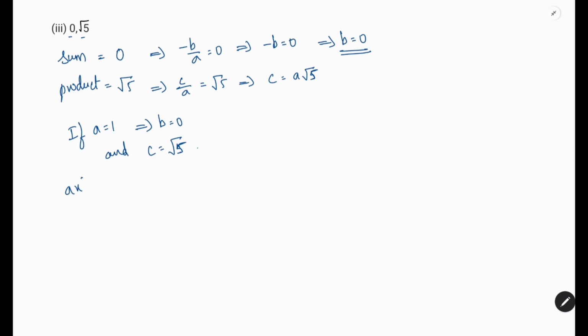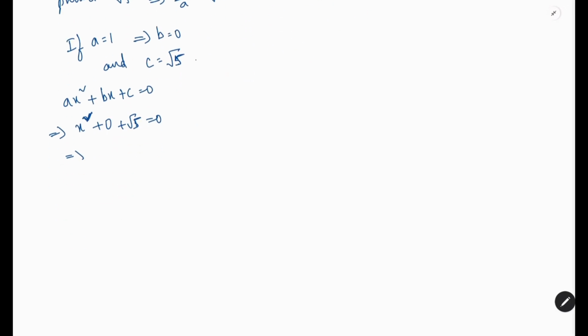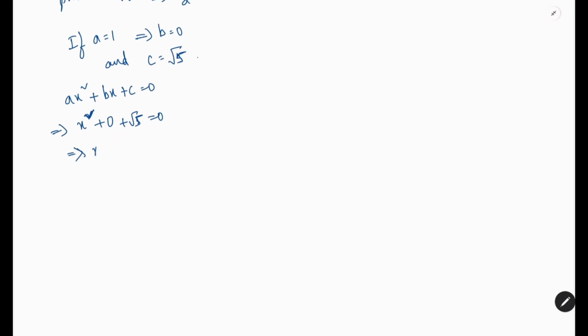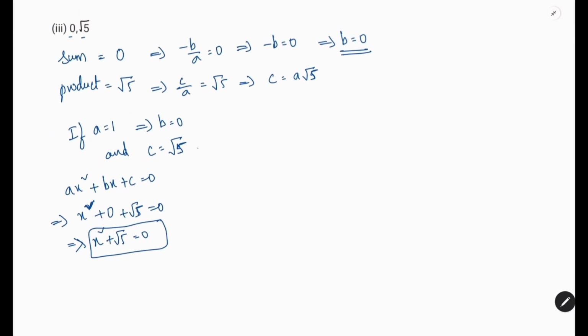Now substitute these values in the quadratic polynomial. Here a is 1 x square, b is 0, c is root 5. Now it is x square plus root 5. This is the polynomial. Next one, sum is 1 and product is 1.